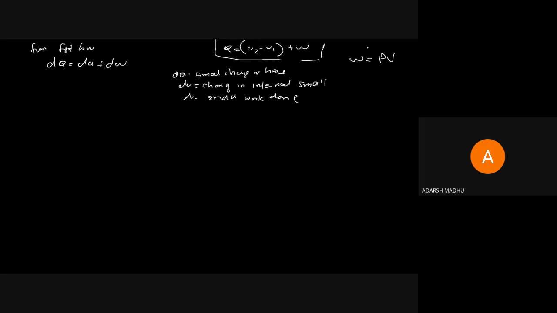So here dw can be written, by substitution, as PdV, the small work done. And we can write du equal to Cv dT.